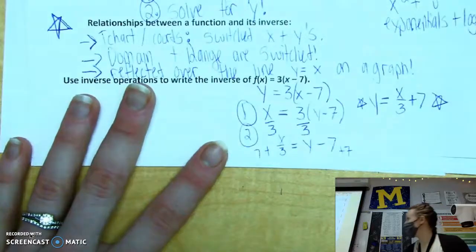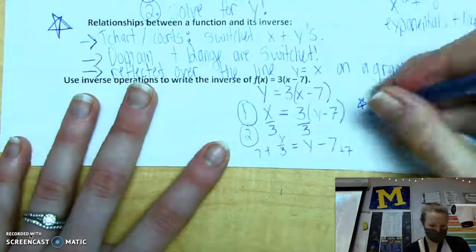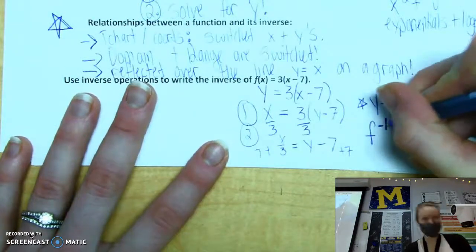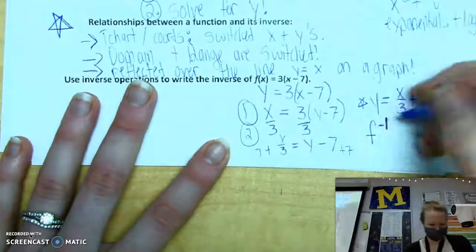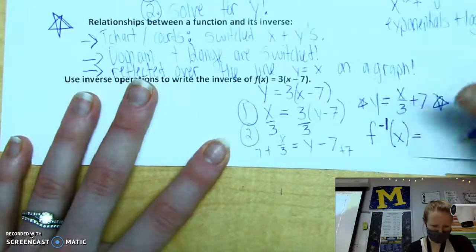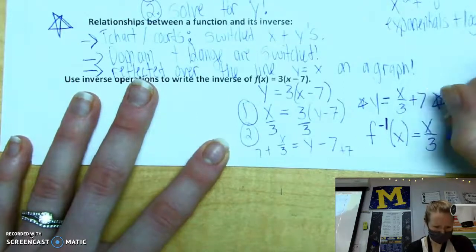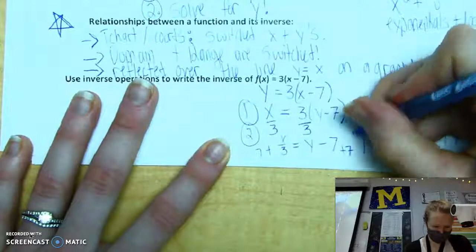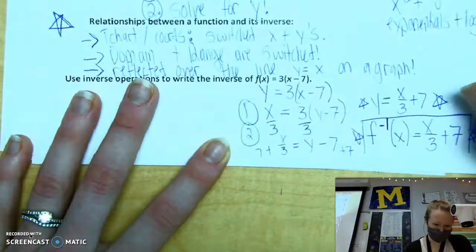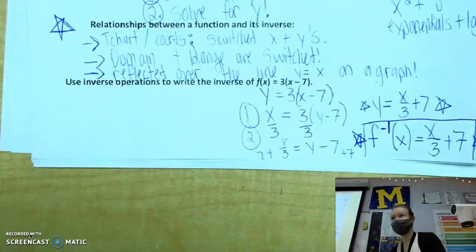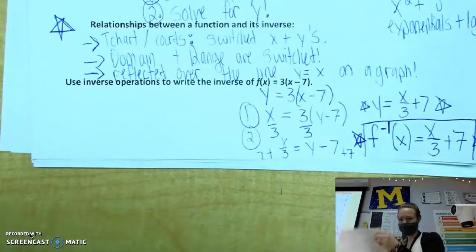So this is my equation, but I need this in function notation. And remember, to indicate that this is the inverse function, I need that f to the -1, and then the x, and then I'm going to write my new expression. So your final answer, you've got to put back in function notation again for inverses. That sort of makes sense?